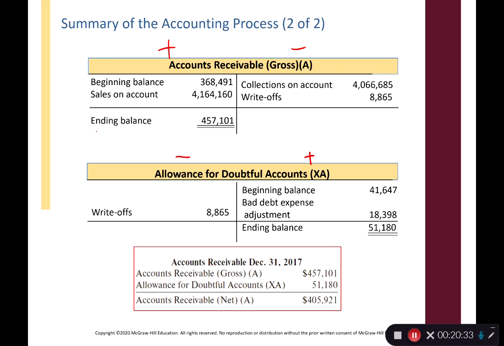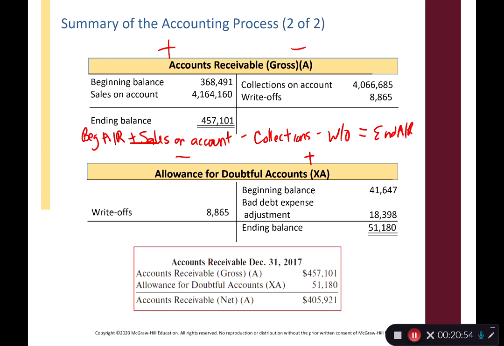So the formula for the receivable, and this should make some logical sense, would be our beginning account receivable plus any sales on credit or on account, minus collections, because if we collect the money, we're owed less, minus write-offs, because if we write it off, we're not going to get it, equals our ending account receivable balance. That's going to be an important formula for this chapter.